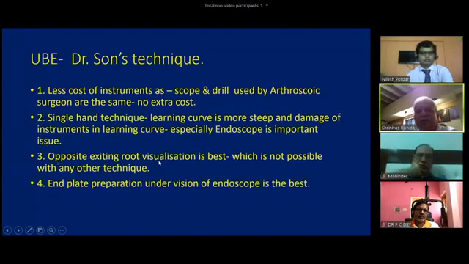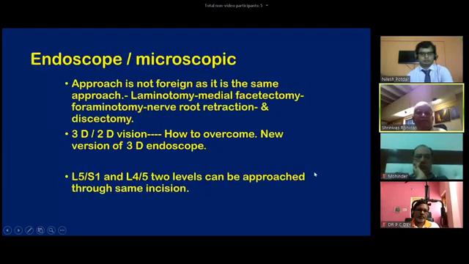Opposite exciting route visualization is the best, which I believe in this technique. End plate preparation for the fixation cases under vision of the endoscope is one of the best things with this technique. Now, when we started about the endoscopic thing, there was always an issue about the 3D vision. The microscope can give you 3D vision, the endoscope cannot give you 3D vision. Now, when we are using endoscope, we have to learn how to appreciate the depth with the two instruments in the hand. That is one of the learning curve you have to go through.